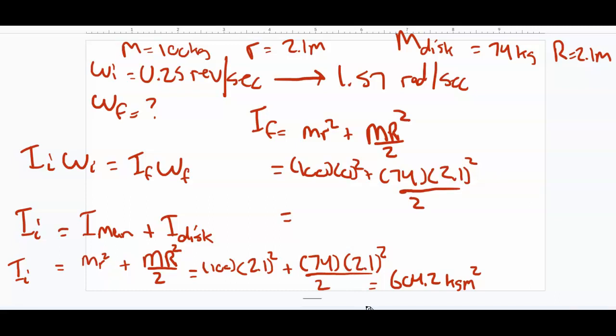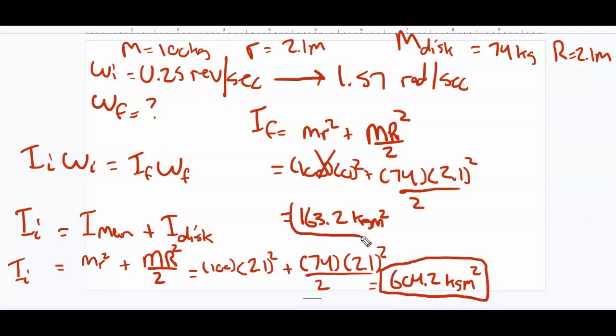Okay, and so the new value of I is going to be 74 times 2.1 squared divided by 2, which is 163.2 kilogram meters squared, because this whole thing goes to 0, so this gets killed off. So I have I initial, I have I final, I have omega initial.